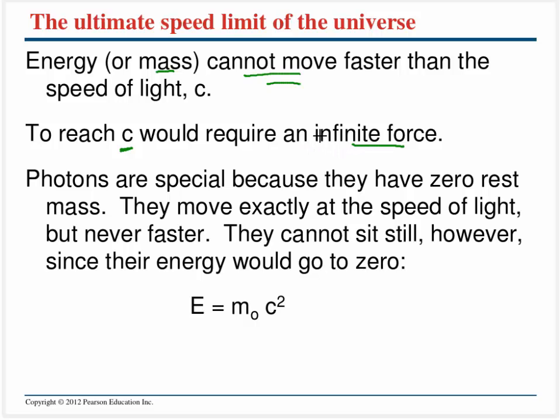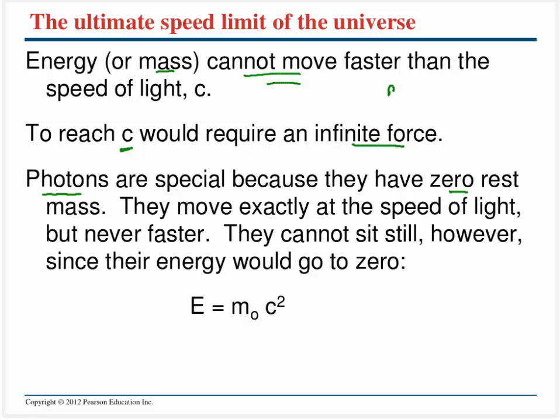Now when we talk about light, we've talked about the wave nature of light in physics 242. We can also talk about little chunks of light, and we're going to call these chunks photons. They can move at the speed of light because they have zero rest mass.